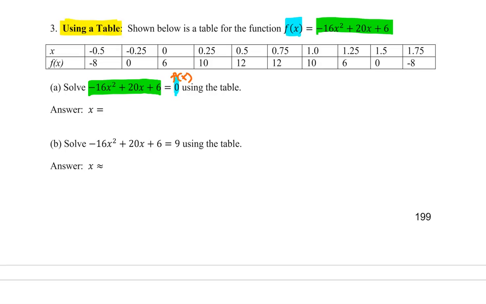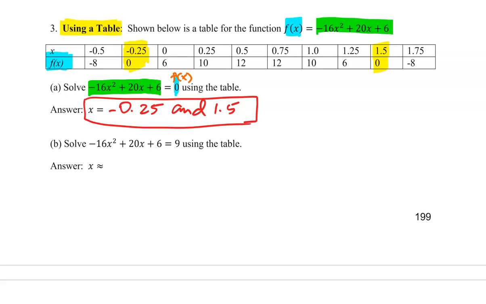Look at the table, and you will see f of x. We want the x value when f of x is 0. And there's another one here. F of x is 0 at 1.5. So the answer is negative 0.25 and x is equal to 1.5.